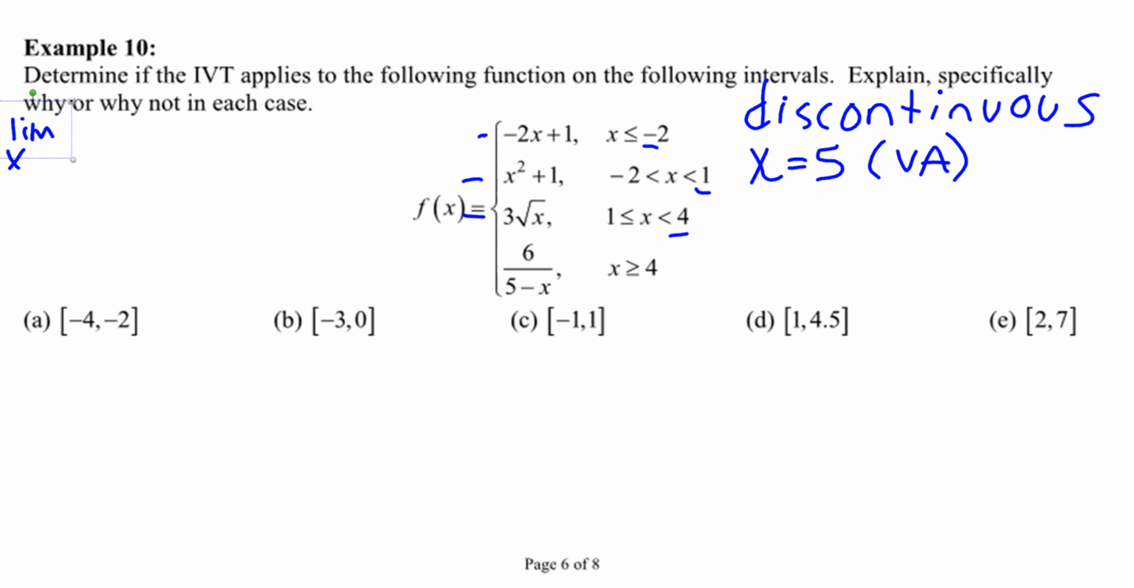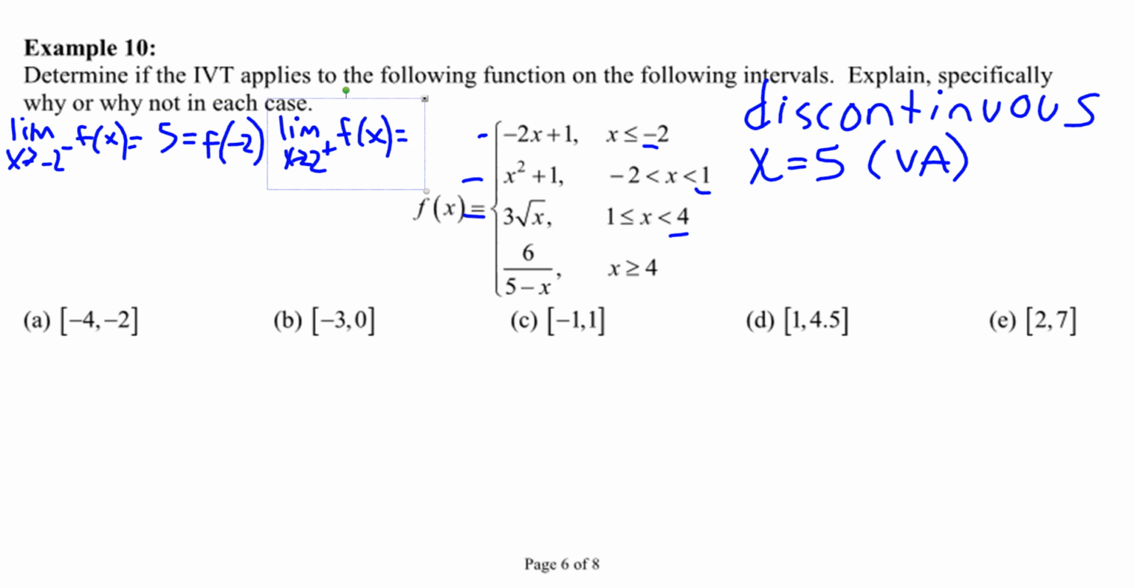So the limit as x approaches -2 from the left, okay, that's going to give us -2 times -2, +4, equals 5, which also equals the function value there. Okay, and what's the limit as x approaches -2 from the right? 2 squared, 4 plus 1 is 5. So it is continuous at x equals -2.